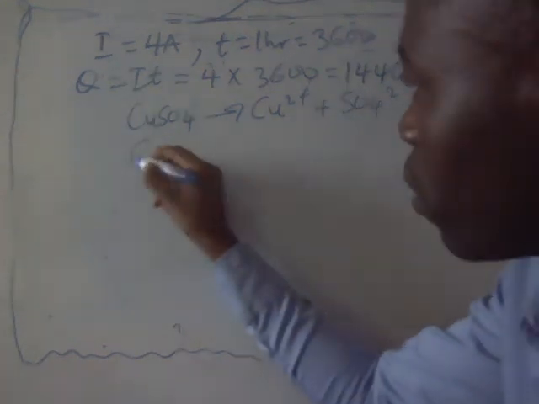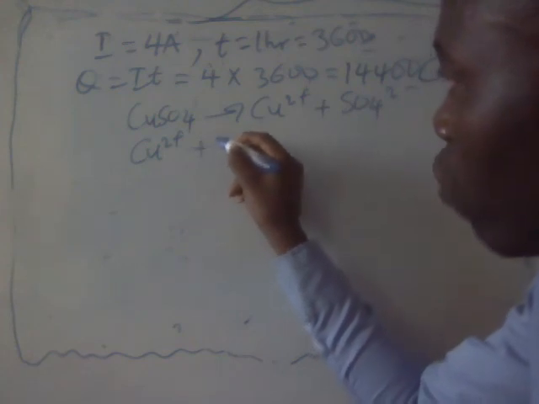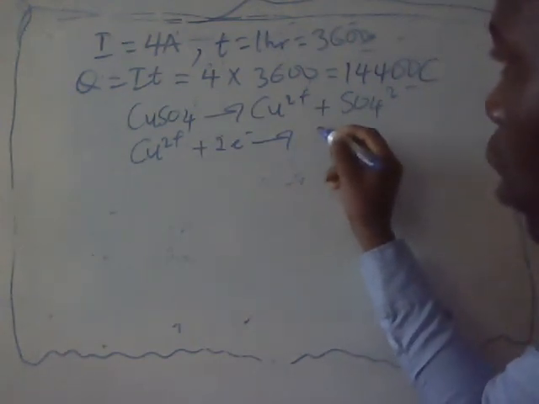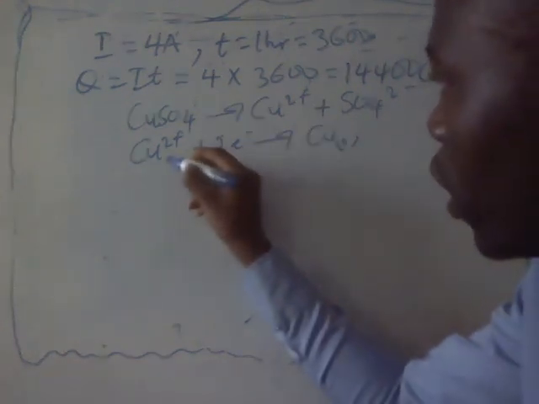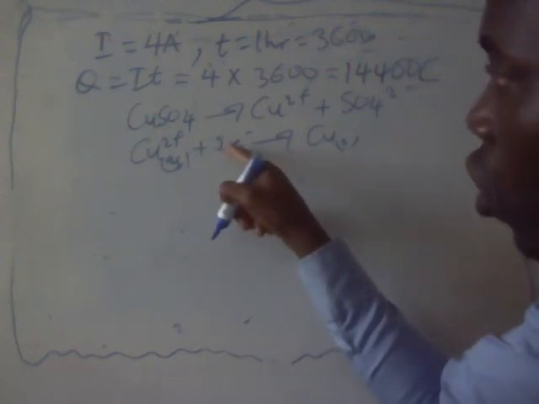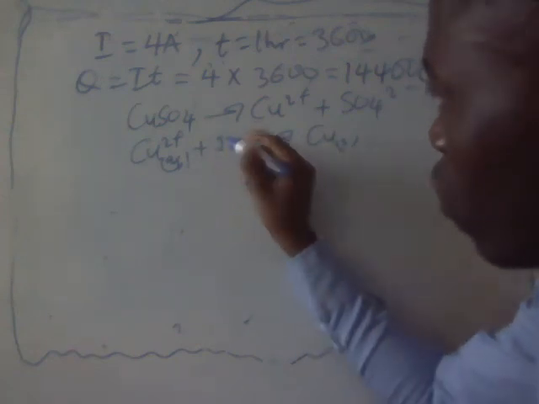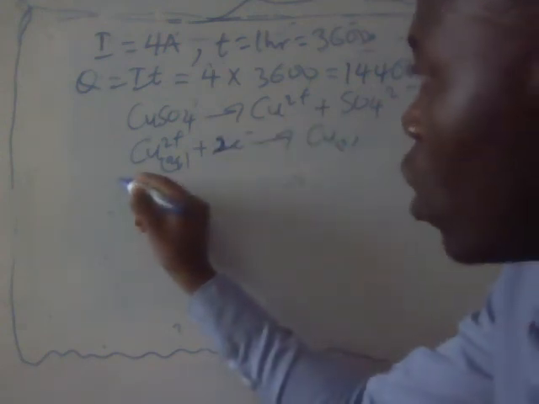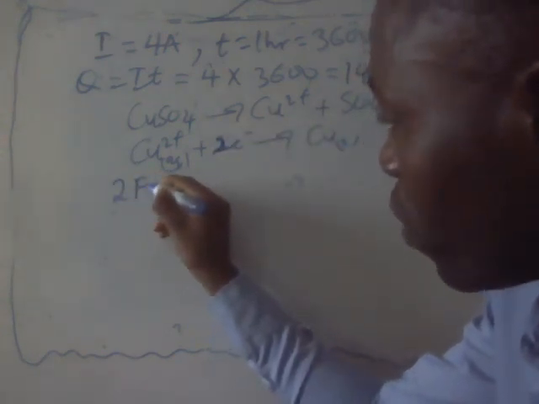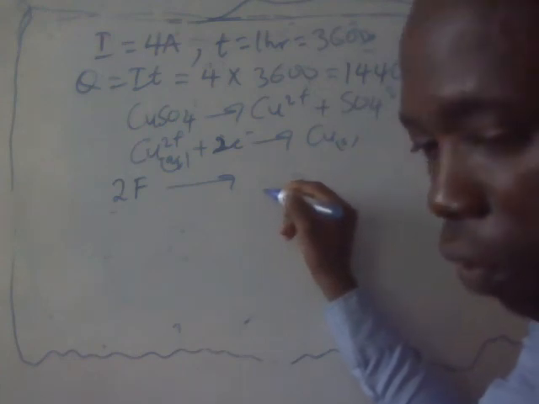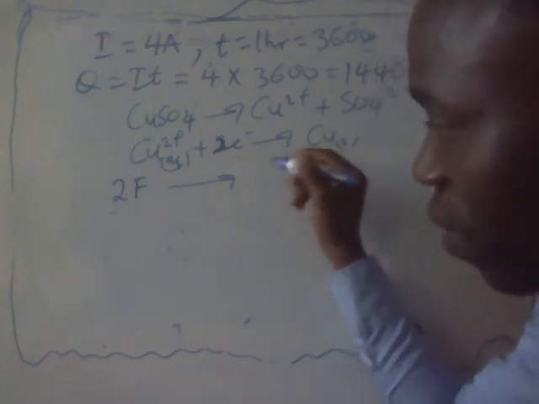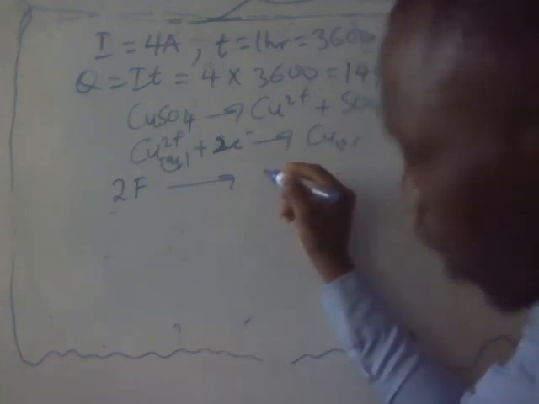The cathodic reaction will be: Cu2+ aqueous plus 2 electrons gives Cu solid. That means 2 is the valency, so 2 electrons. We now use this 2, as I have told you before. So 2 Faraday of electricity will give 1 mole of copper, and 1 mole of copper is its atomic mass, which is given as 64.